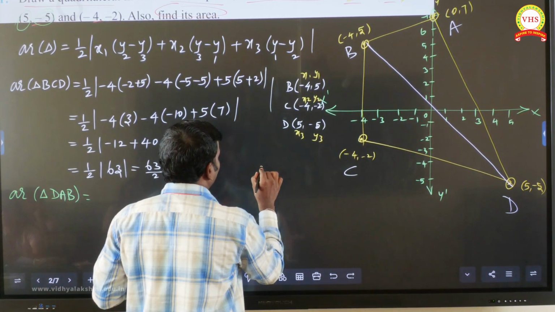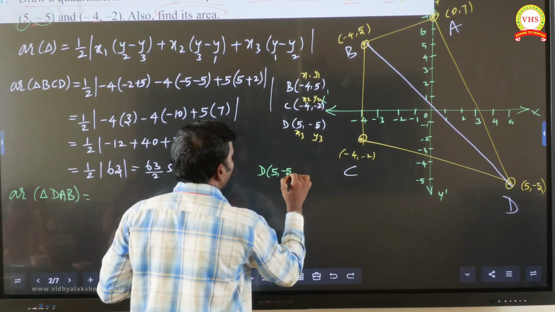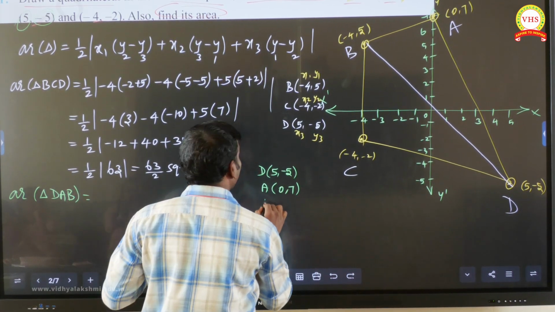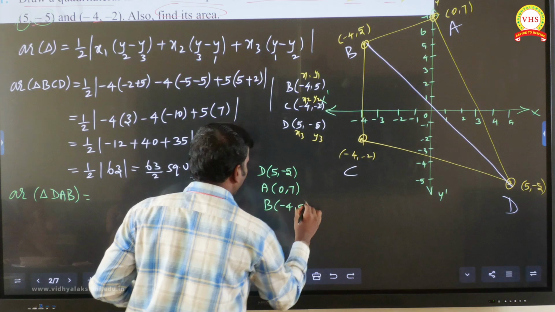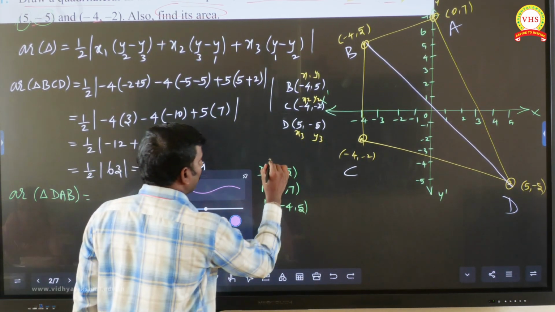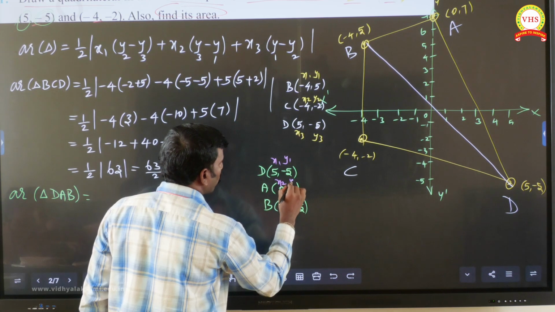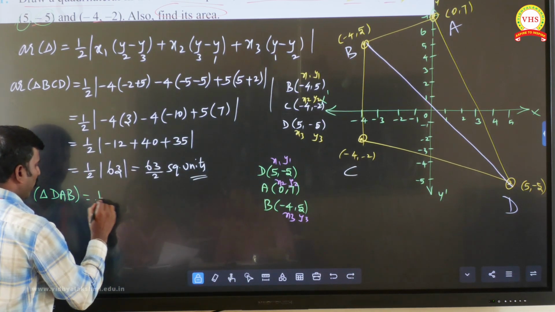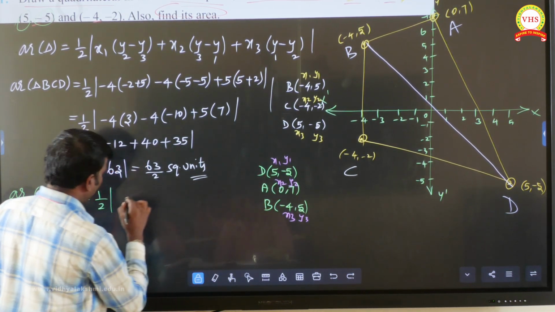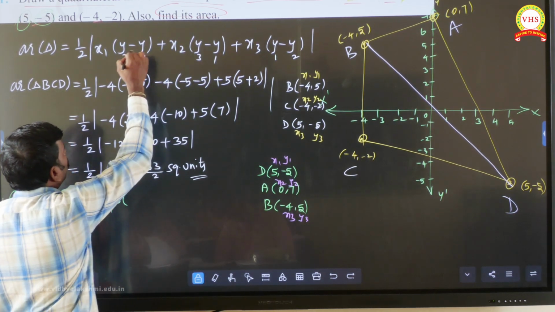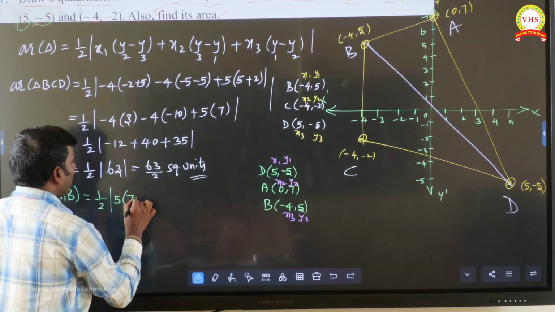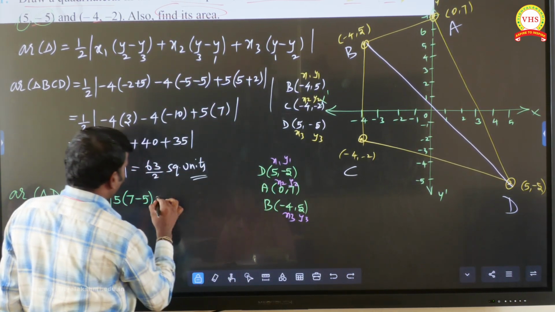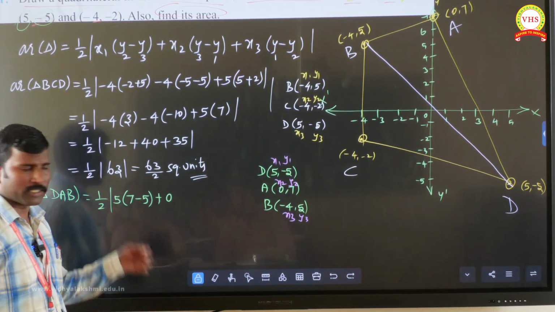Next I am going DAB. So D point we should write: D point (5, -5). Next A point, there we have (0, 7) and B point (-4, 5). So all those things, we have to mention as x1, y1, x2, y2, x3 and y3. Now we have to find 1 by 2 modulus, x1 value, what we have is 5, into the formula y2 minus y3. y2 value 7, formula minus y3 value 5, plus x2 value 0. See, 0 into anything will be 0. Shall we leave it at that as a step?